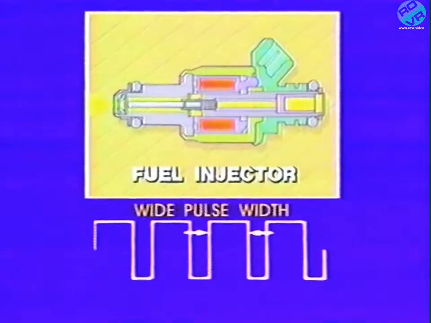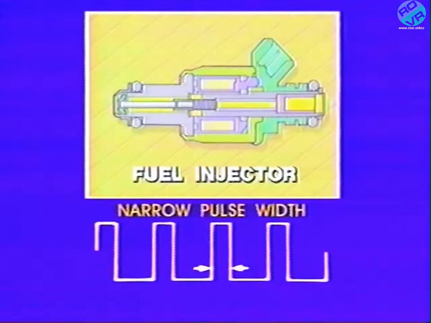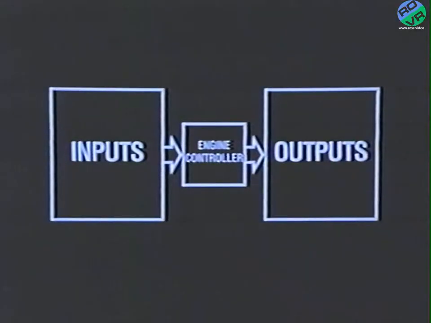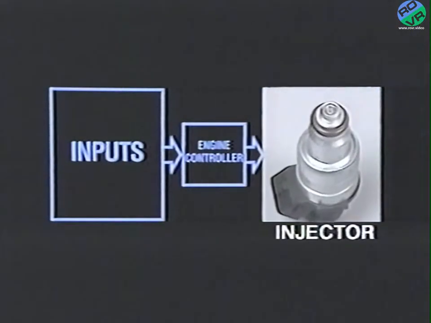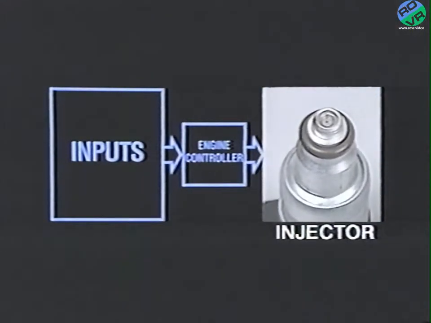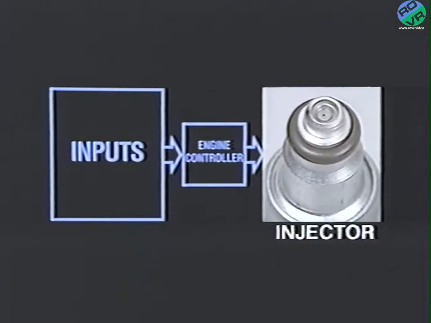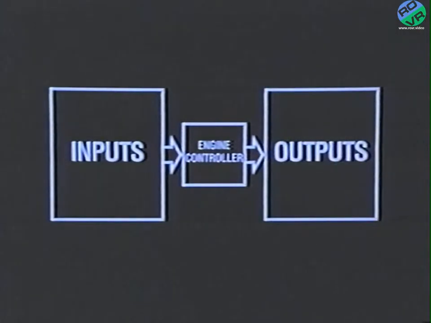A wide pulse width means the injector is open for a long time, producing a rich mixture, while a narrow pulse width means the injector is open for a short time, producing a lean mixture. The engine controller adjusts injector pulse width based on voltage signals it receives from the various input sensors and switches, and regulates engine and vehicle operations through different outputs.